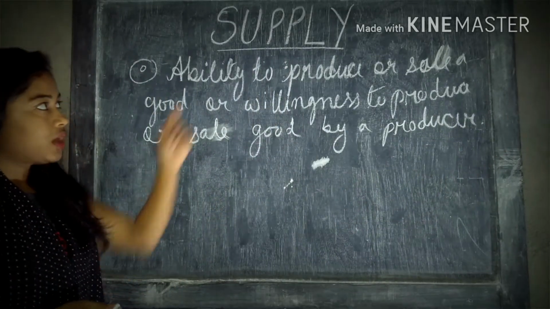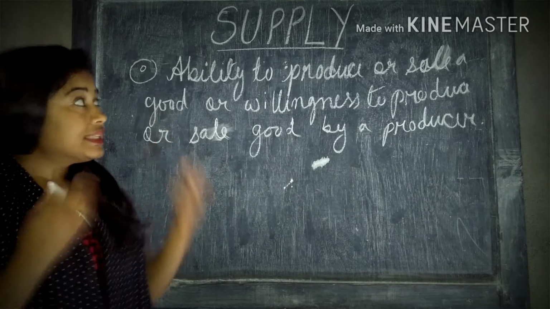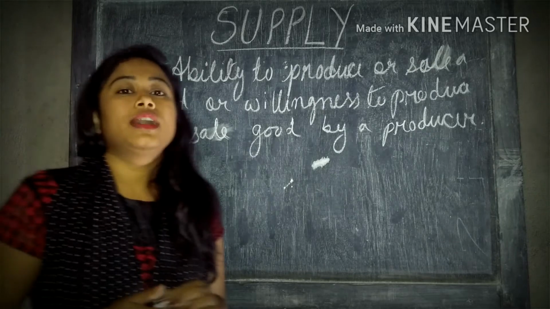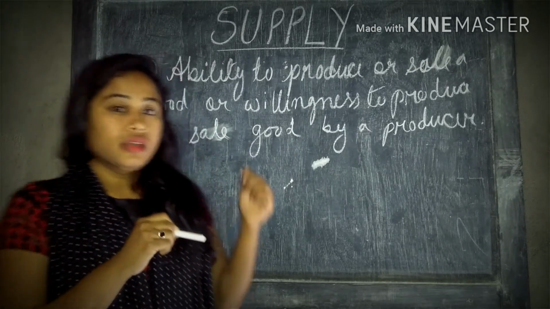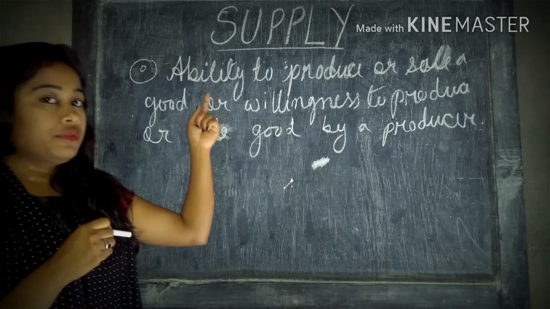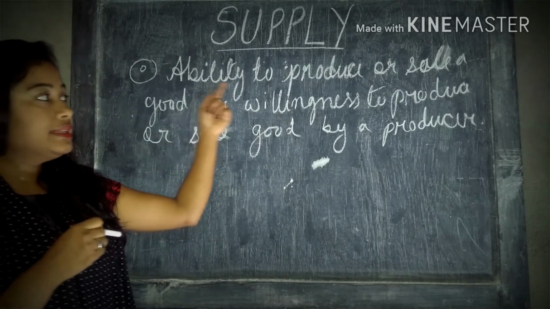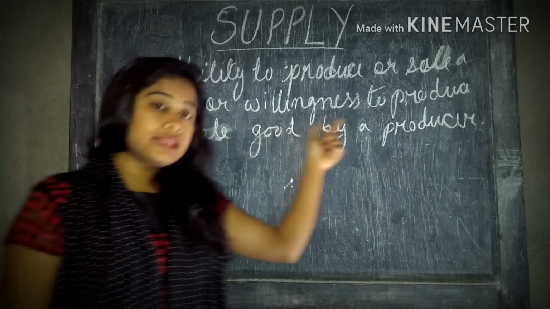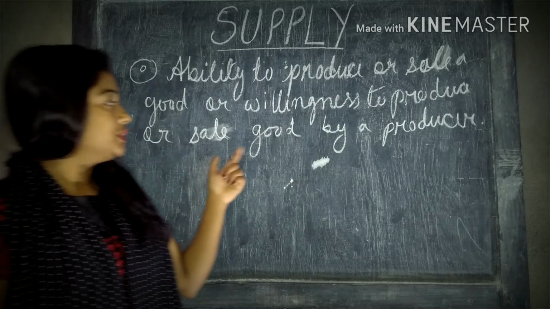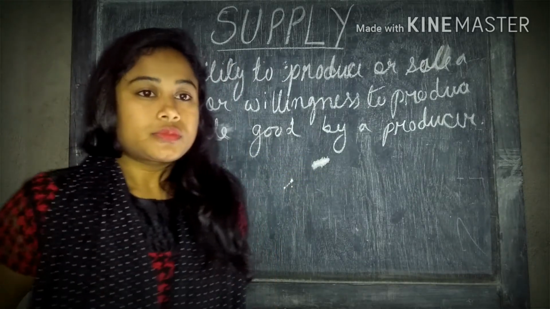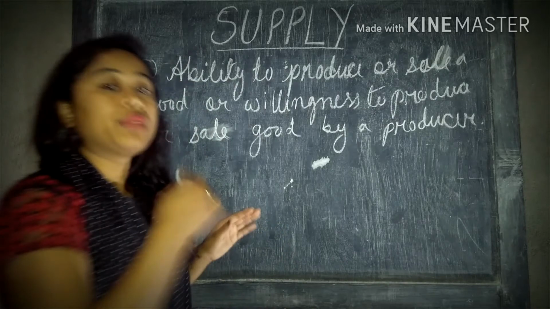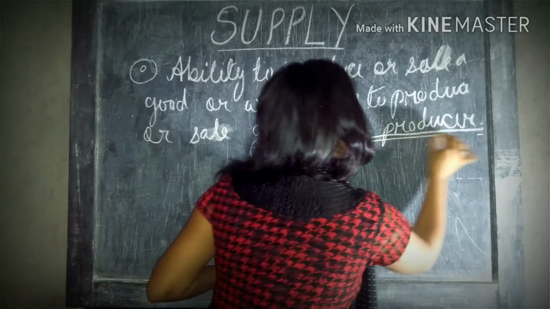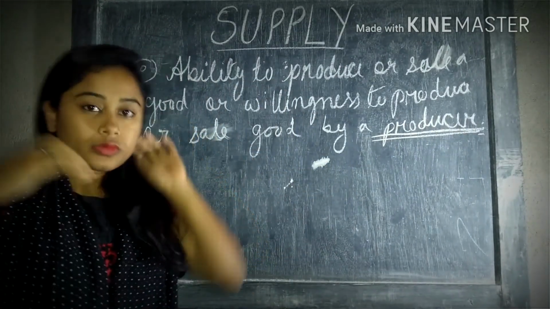Okay, so if we see the meaning of supply, like in a previous video we have learned about the meaning of demand, in this way only we can define supply also, that it is the ability to produce or sell a good or willingness to produce a good or sell a good by a producer. Supply is from the producer's side, not from the consumer side.